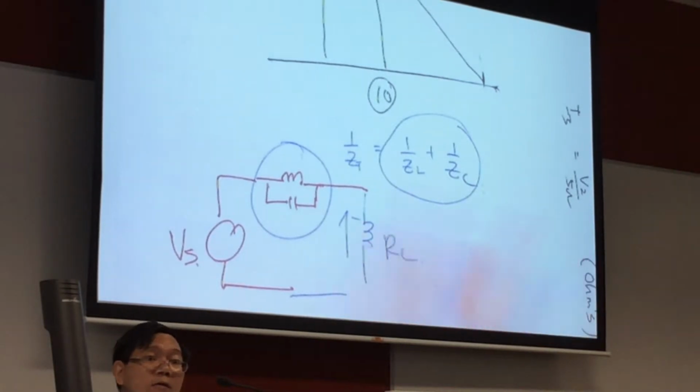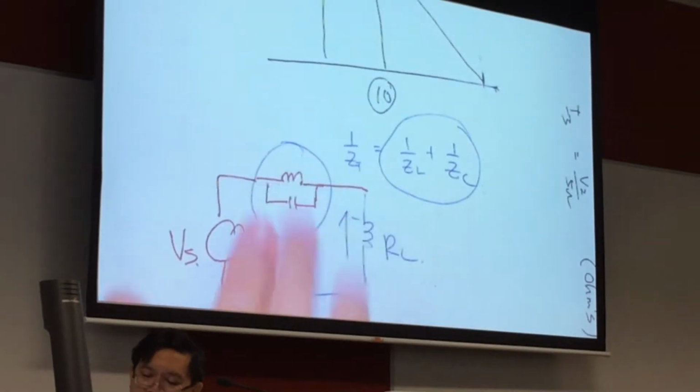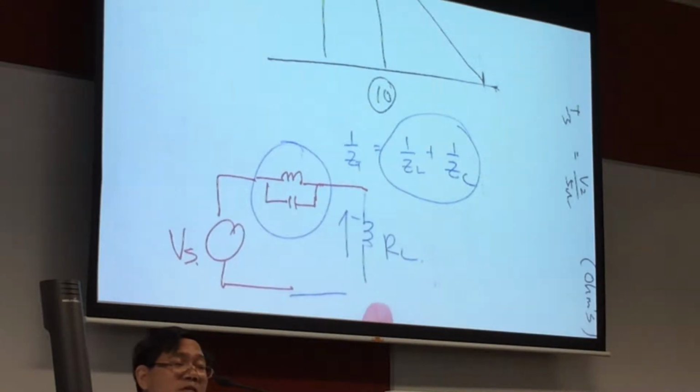Is that clear? So, when this becomes open circuit, what will happen? It is like nothing will go through your RL. This becomes a notch filter. Is that clear? This becomes a notch filter.